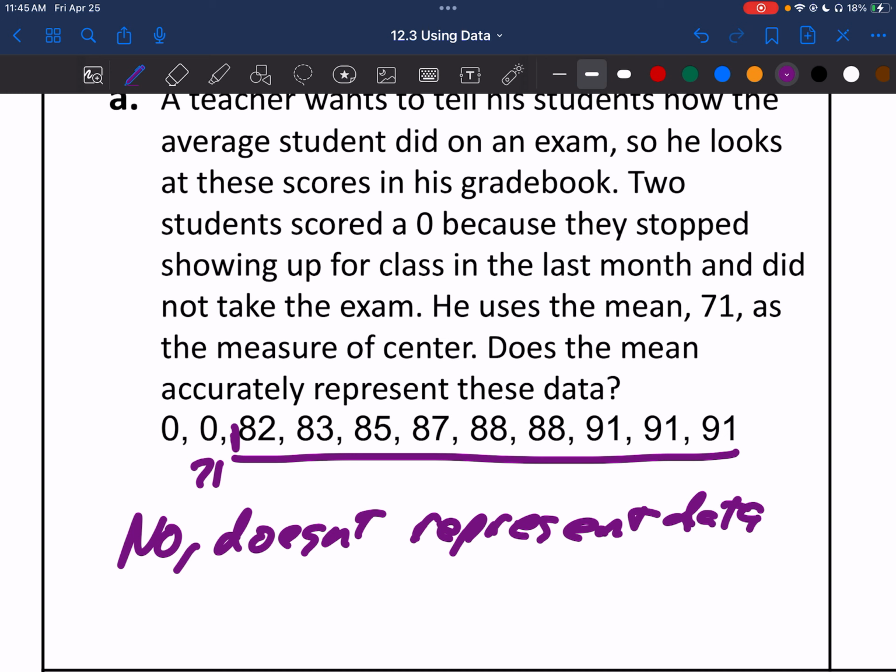So what would be a much better method? I would say probably median would be your most appropriate method here, because that would be this value there instead.